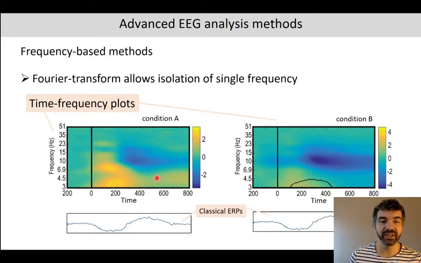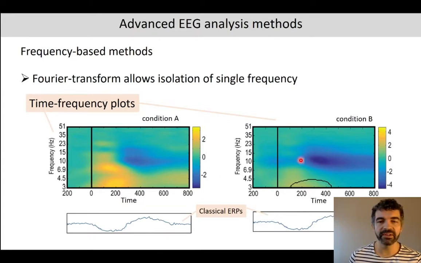So, for example, if you compare condition A and B, what you can see is that there is some kind of positive amplitude in this range, like maybe 8-10 hertz. So this is the alpha band. So there's a positivity in the alpha band at around 200 milliseconds. And here in this condition you don't really see this. This is near zero. But instead you see for slightly higher frequencies, around maybe 13, 15 hertz, a negativity around 400 milliseconds, which is less pronounced here.